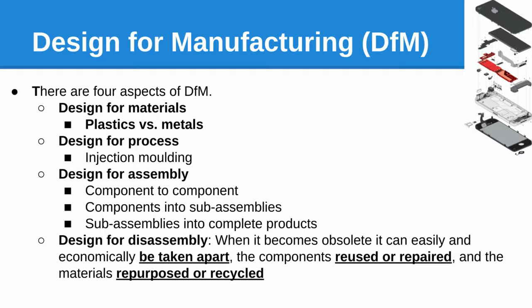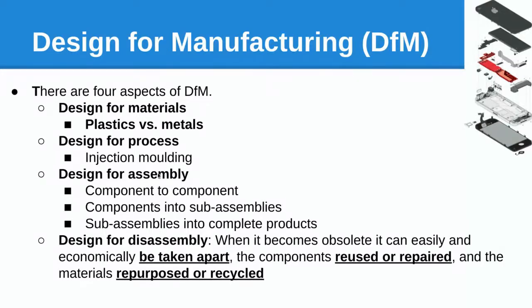Design for manufacture. There are 4 focuses under this umbrella. You have design for materials. So are you designing using plastics or metals? Because it will determine how you design your parts. Are you designing for a process? For example, is it going to be machined? Is it going to be plastic? Is it going to be injection molding?